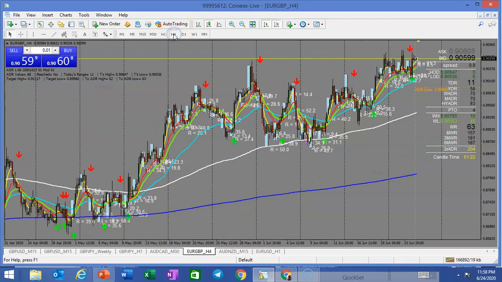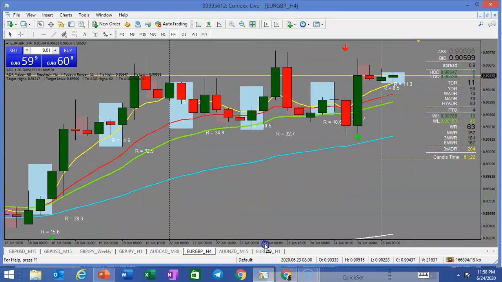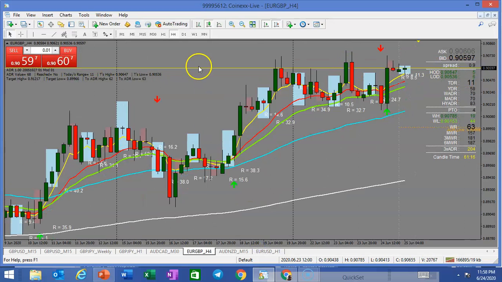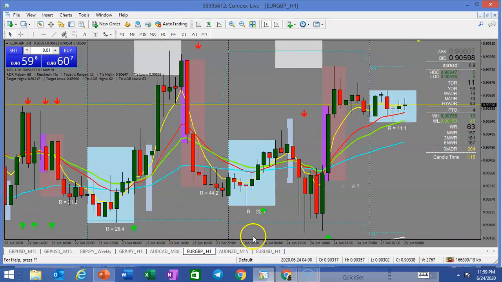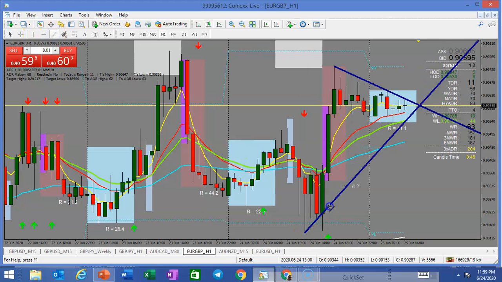Moving right along down to the 4 hour and the 1 hour. The 1 hour is where we're going to trade the triangle here. And I saw this triangle right before I went to come and make this video. And so here's the triangle. This is the resistance, right? 1, 2, 3 touches, and here is the support end of this triangle.